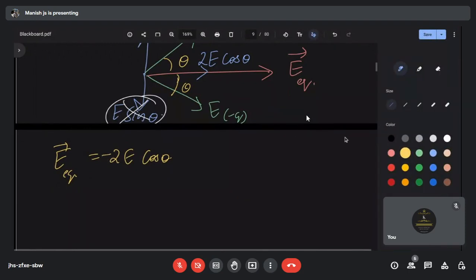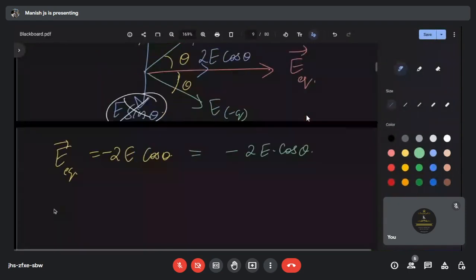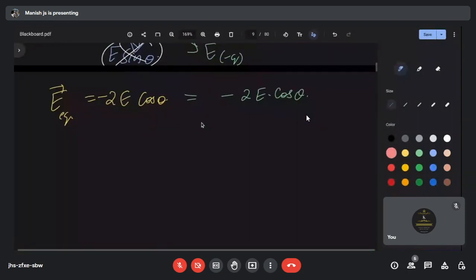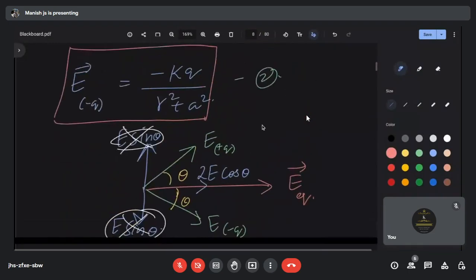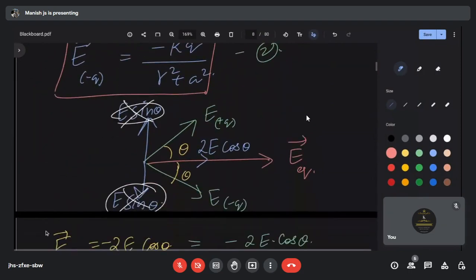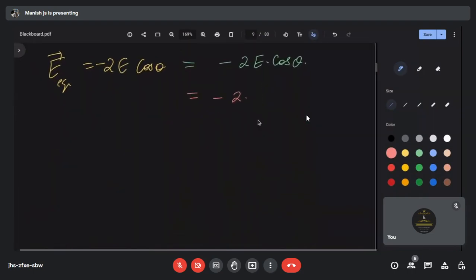So the negative sign we consider, so we put this as minus 2E times cos theta. And again, what is E here? You go and substitute the value of E. You get minus 2 times E, which is nothing but the value we already found, kq upon r square plus a square. So you go ahead and substitute that corresponding value.